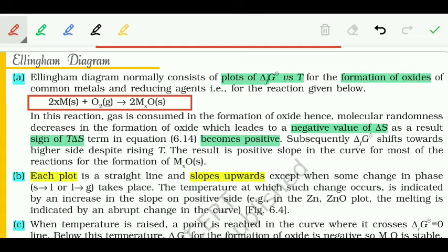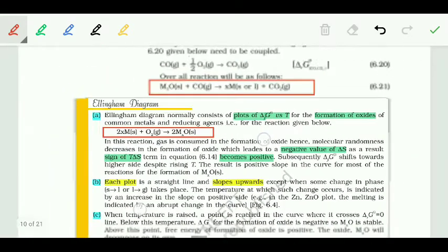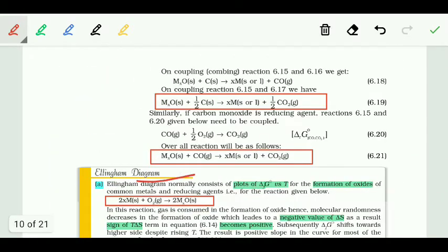Now let's move further. Read from here, which leads to a negative value of delta S. As we just discussed, randomness decreases, and so the entropy of the reaction also decreases. So we have delta S as a negative value. As a result, the sign of T delta S becomes positive. See, the equation we just discussed.